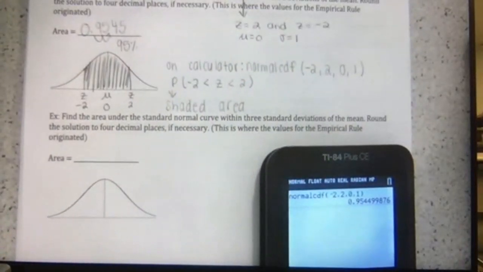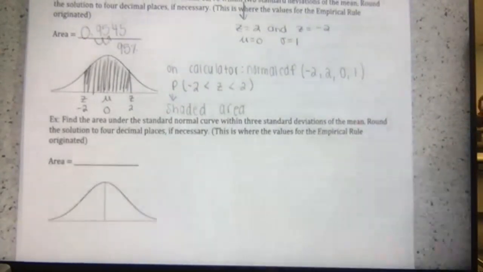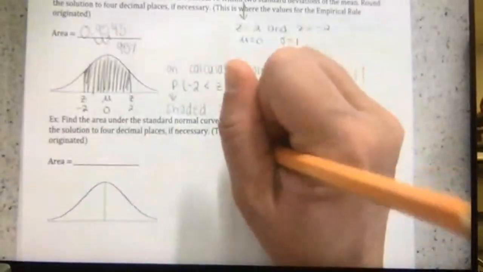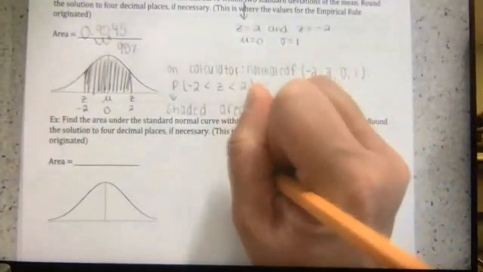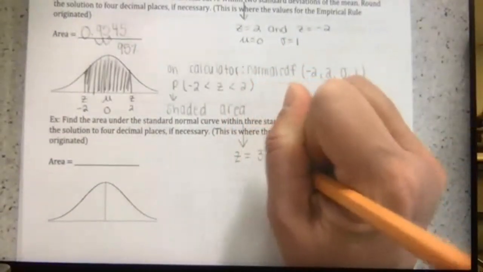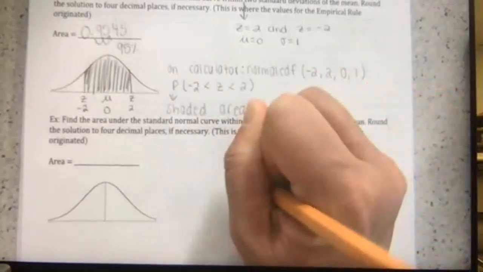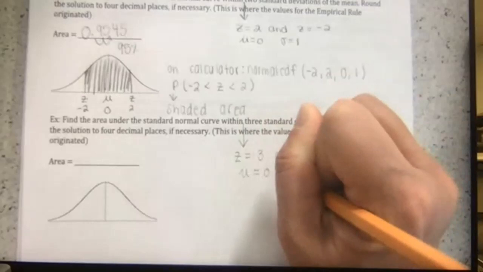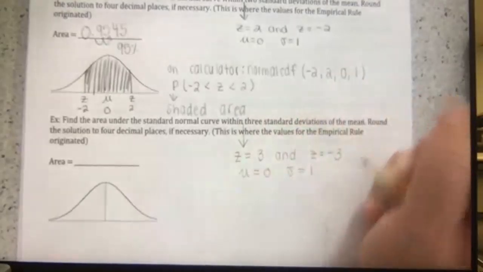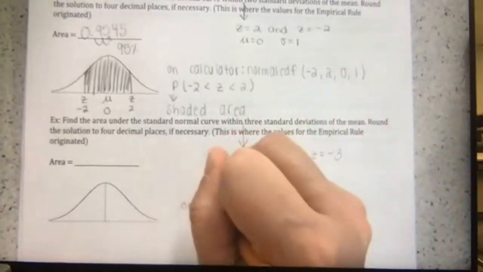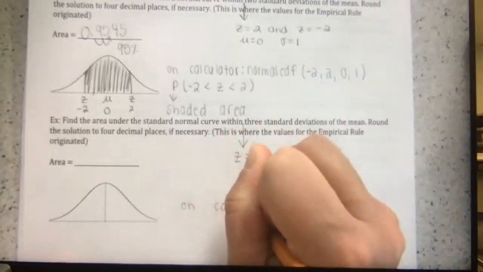Last one. So find the area under the standard normal curve within 3 standard deviations of the mean around our solution to 4 decimal places. And again, this is where our last empirical rule came from. So within 3 means that our Z value is going to be +3 and -3. Because we're talking about Z's, that means our mean is going to be 0 and our standard deviation is going to be 1.